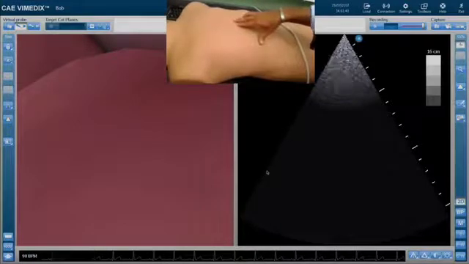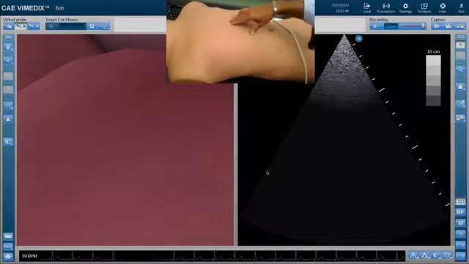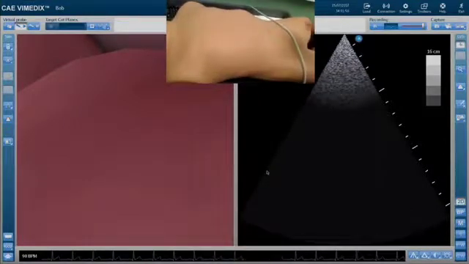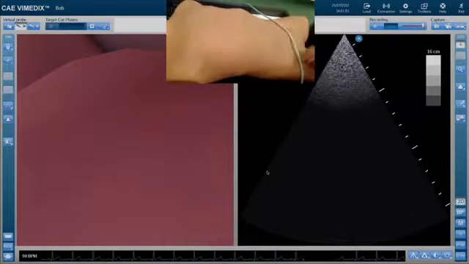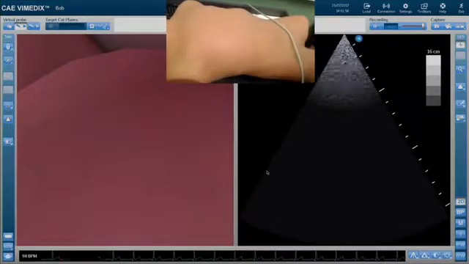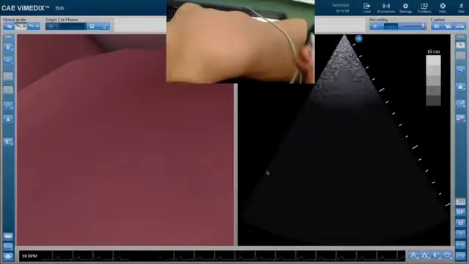subxiphoid space is key. So identify that, and then make sure you decrease the tension in the abdomen by allowing the patient to flex their knees. That will allow you to apply pressure in that subxiphoid space without causing too much patient stimulation.